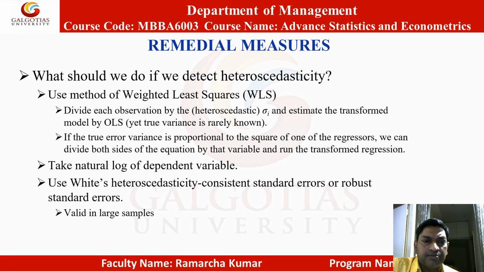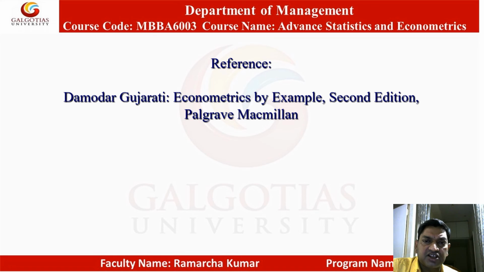And the reference for all this is a book titled Econometrics by Example, second edition. The publisher is Palgrave Macmillan and the author is Damodar Gujarati.